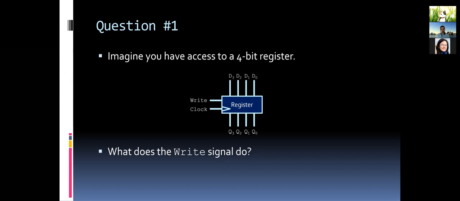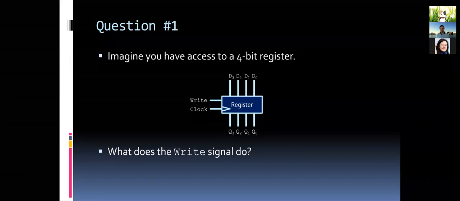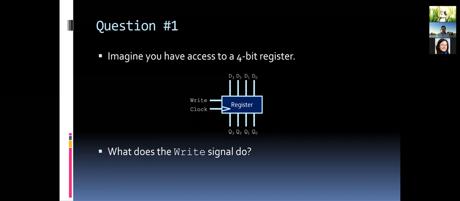So in this first question, imagine you have access to a 4-bit register and it's defined in this diagram here. So we are using as an input a write signal. Question to you guys: what does the write signal do for the register? Like what's the meaning and how is it utilized? So anyone want to type your answer?